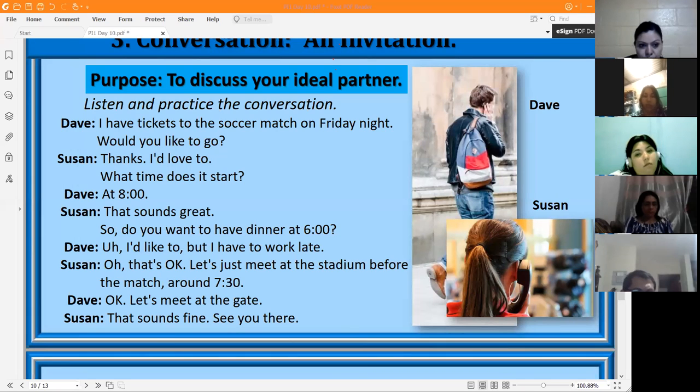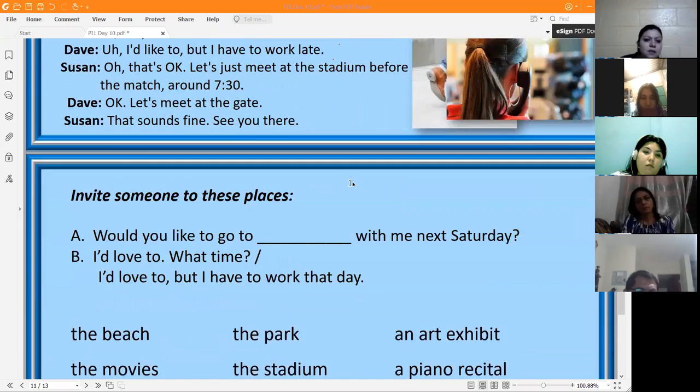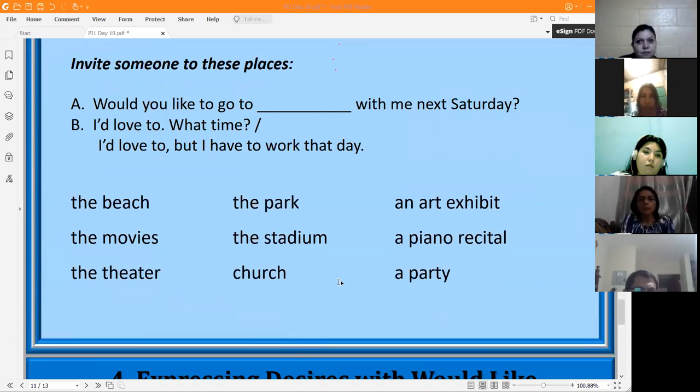Very good. Now let's continue. We don't have much time for this, but the important thing here is: what time does it start? Would you like to go? Do you want to have dinner at 6? Okay. And that is for the invitation. We're going to be practicing invitations right now. That is the other part.